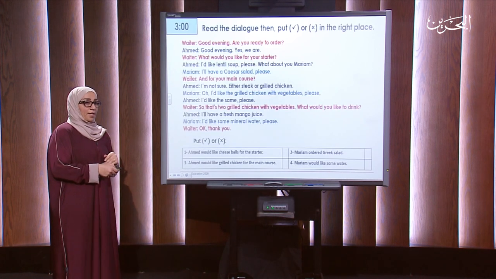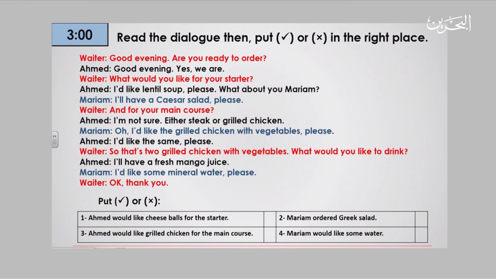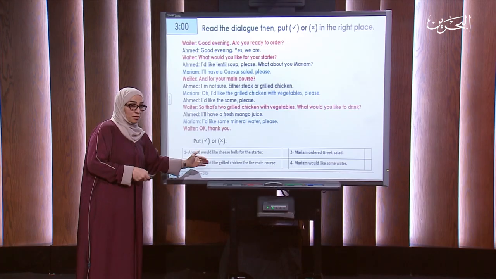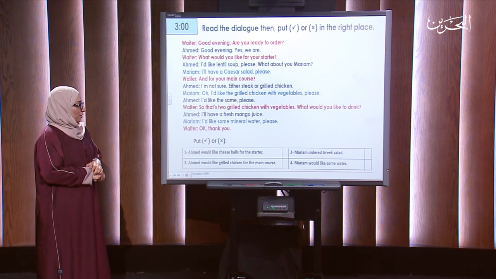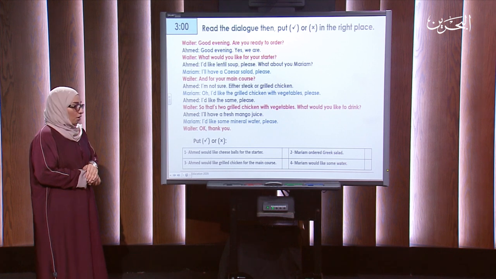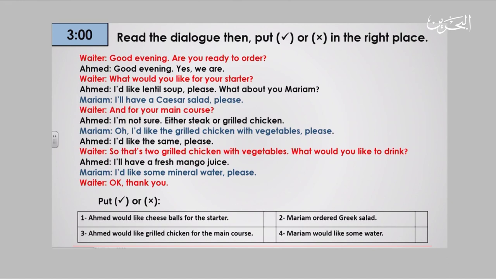Task 5. Here you have a dialogue. Read the dialogue, then put a tick or a cross in the right place. You have a dialogue between a waiter, a person who works in a restaurant, and Ahmed, who's there in the restaurant. There is a dialogue between them. I'll give you 3 minutes to go through the dialogue and find out if these statements are false or true.